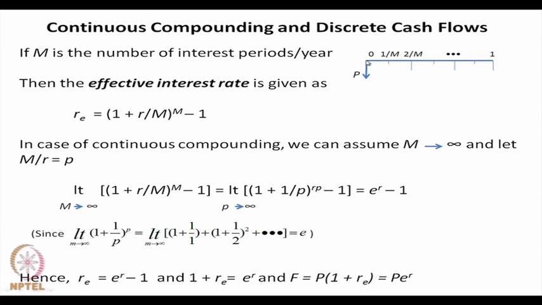Hence, if we are considering a present investment of p, and if the interest is compounded continuously, at the end of the year the value becomes p into e to the power r, and if there are n time periods, it becomes p into e to the power r n. So, this is the expression for continuous compounding and discrete cash flow case.